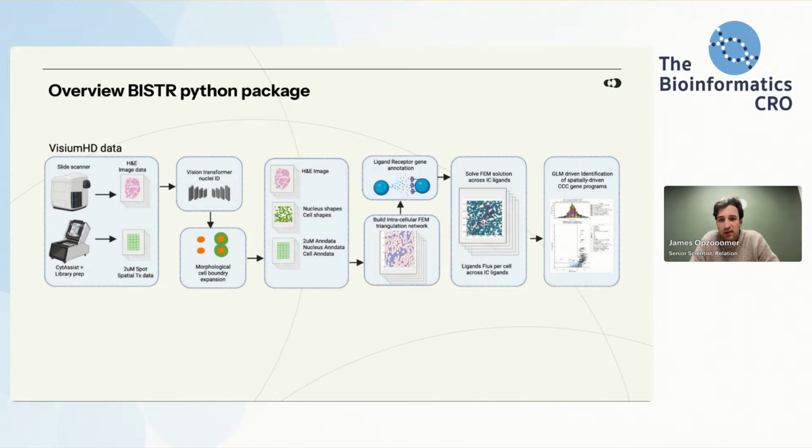Now, this gives you the FE solution at the cell boundary, and we also look at ligand flux, which is the relationship between the expression of a ligand within the cell and the FE solution at the cell boundary, effectively identifying whether a cell is a source of a particular intercellular communication ligand or a sink. Is it just receiving this signal? And then we use a GLM to identify which ligands are most predictive of certain gene expression programs downstream.